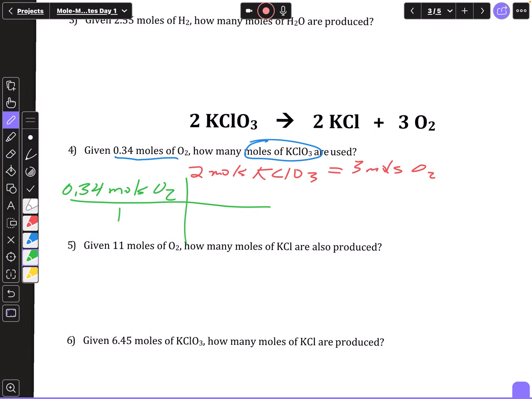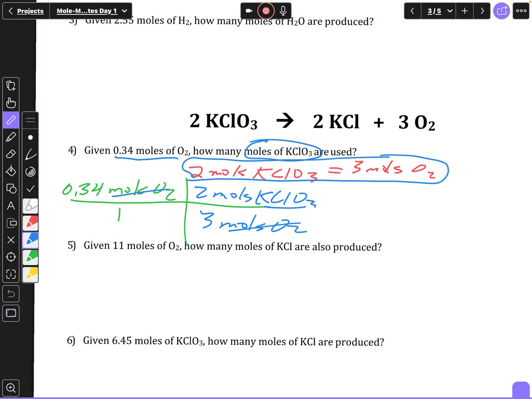Well, the problem says if I start with 0.34 moles of O2, put that over 1, I'm going to multiply that by my conversion factor to go to moles of KClO3. I want to put the 2 moles of KClO3 on top, because that's what I'm looking for. That's what I want my units to be. And I want to put the 3 moles of O2 on bottom. So I'm using the balanced equation. This is a conversion factor that I'm multiplying by. And I do the math.